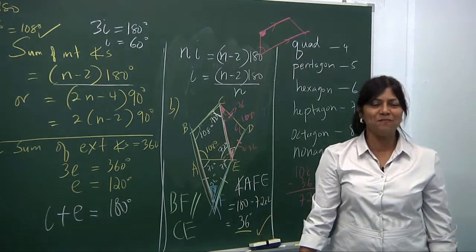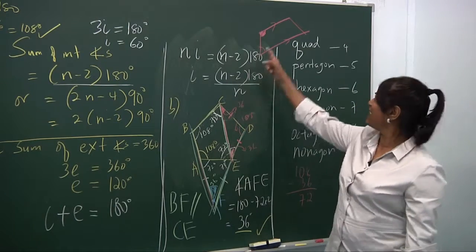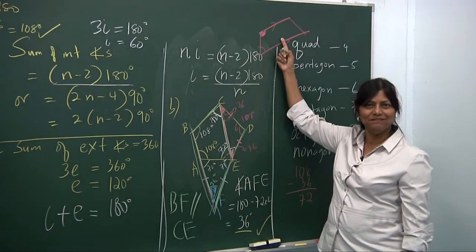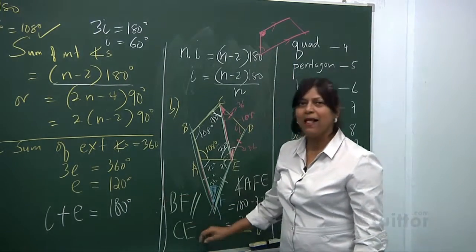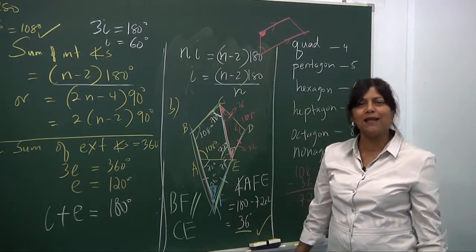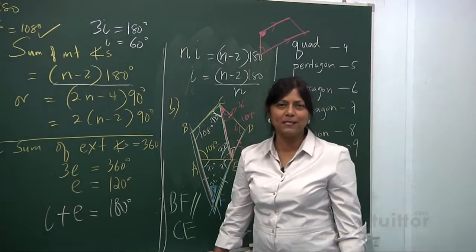So what's the shape, my dear? Take note. Trapezium. Therefore, they're parallel, hence you have one set of parallel lines. And that makes it a trapezium.